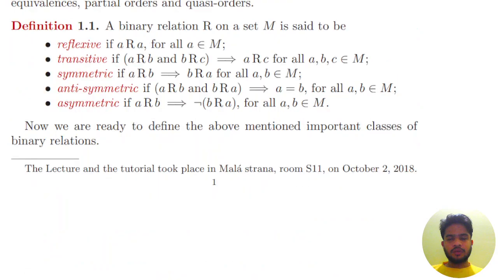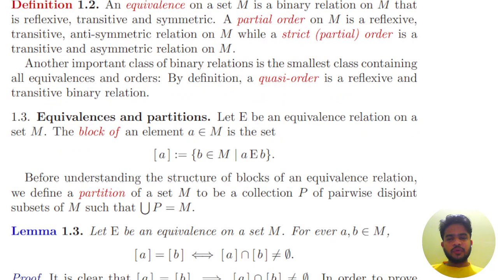Now we are ready to define the above mentioned important classes of binary relations. An equivalence on a set M is a binary relation on M that is reflexive, transitive, and symmetric. A partial order on M is a reflexive, transitive, and antisymmetric relation on M, while a strict partial order is a transitive and asymmetric relation on M. Another important class of binary relation is the smallest class containing all equivalences and orders. By definition, a quasi-order is a reflexive and transitive binary relation.